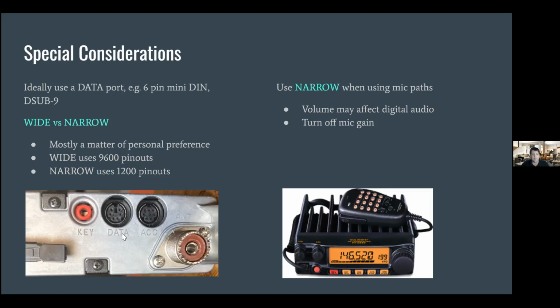Wide versus narrow, I alluded to this. It's mostly a matter of personal preference. If you have mixed radios, some of them only take narrow. Maybe it's better to just wire it for narrow and say, listen, I don't need to have the full 25,000 bits per second. I'm fine with the 13,000 bits per second. So it's a trade-off here. Wide uses the 9600 pinouts.